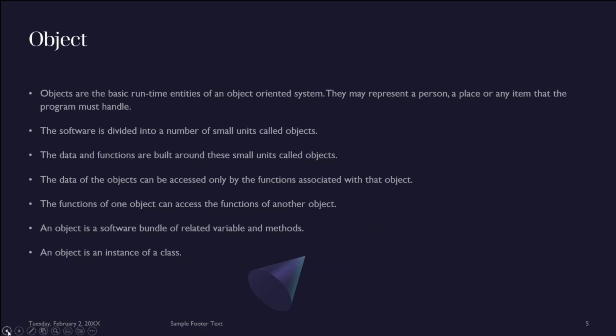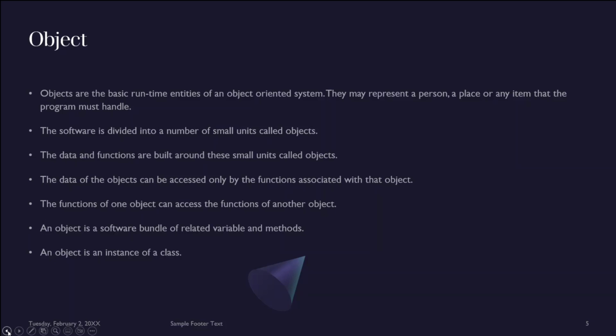Objects. Objects are the basic runtime entities of an object-oriented system. They may represent a person, a place, or an item that the program must handle. The software is divided into a number of small units called objects. The data and functions are built around these small units called objects. The data of the objects can then be accessed only by the functions associated with that object. The functions of one object can access the functions of another object via a connector.